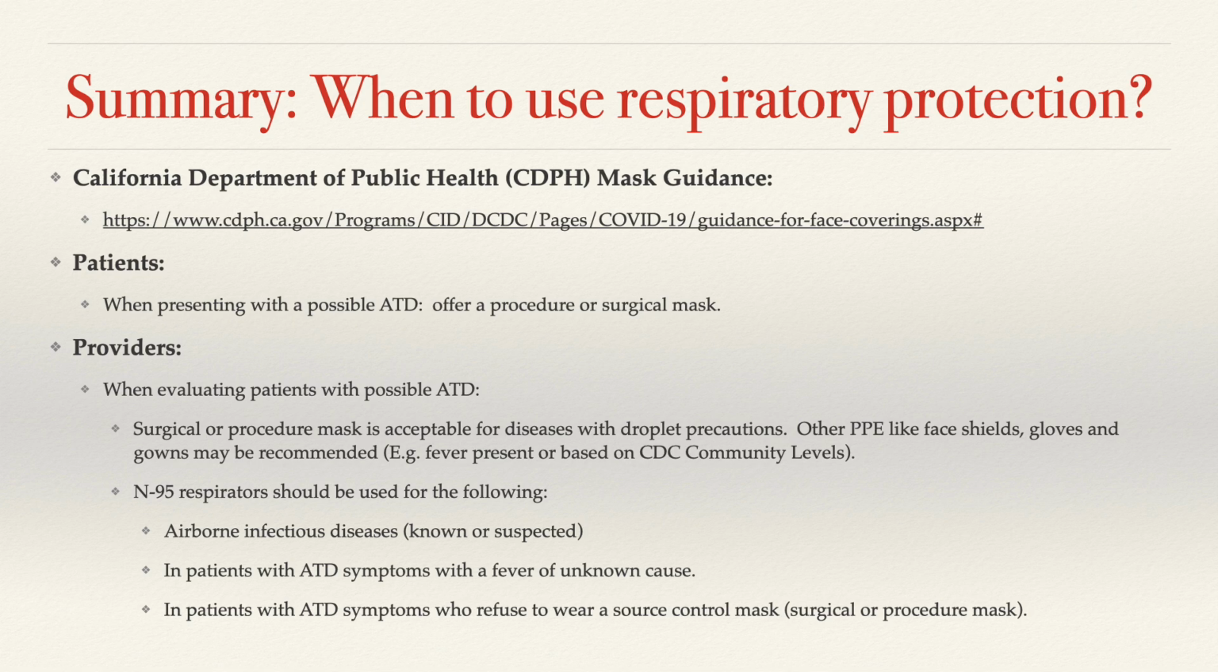So let's summarize when to use respiratory protection. And as we mentioned, the California Department of Public Health has its own mask guidance. For patients, when presenting with a possible ATD, offer a procedure or surgical mask. So what about providers? When evaluating patients with a possible ATD, surgical or procedure mask is acceptable for diseases with droplet precautions. Other PPE, like face shields, gloves, and gowns, may be recommended, for example, when fever is present or based on CDC community levels.